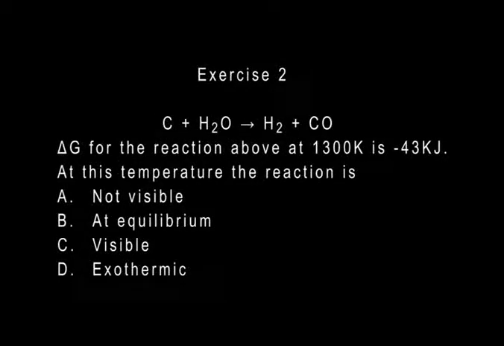Exercise 2. C plus H2O gives H2 plus CO. Delta G for the reaction above at 1300 Kelvin is minus 43 kilojoule. At this temperature, the reaction is A. Not visible, B. At equilibrium, C. Visible, and D. Exothermic. The correct answer is option C, visible.